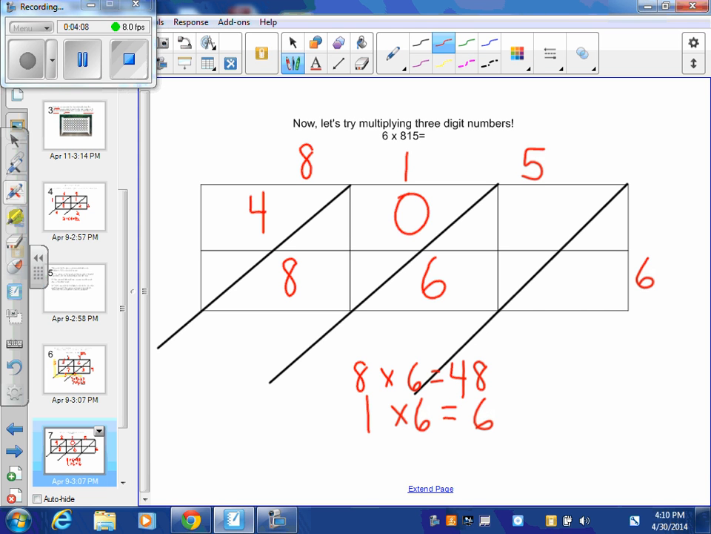Finally, 5 times 6 equals 30. Again, 3 on the top, 0 on the bottom. Now we are ready to add.